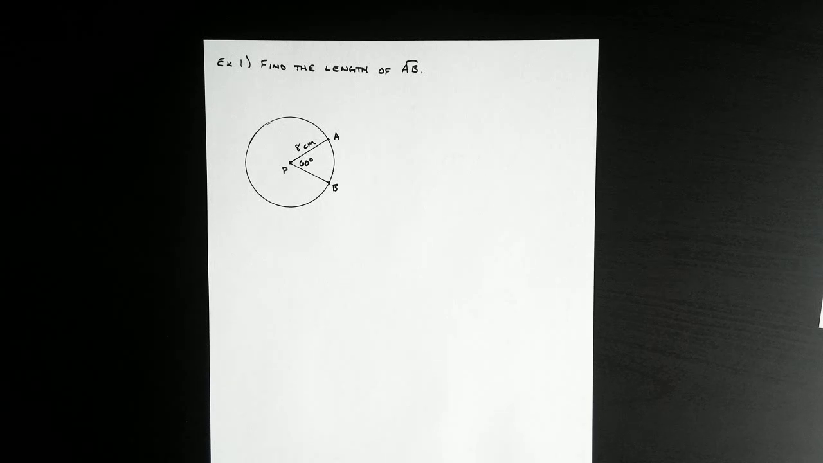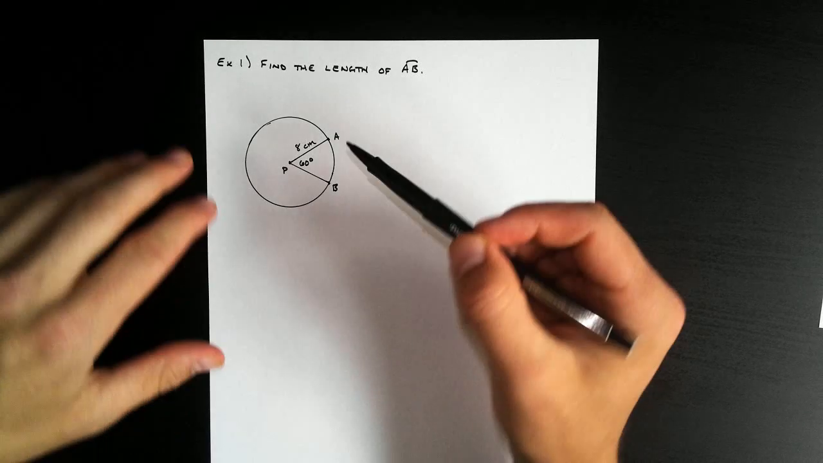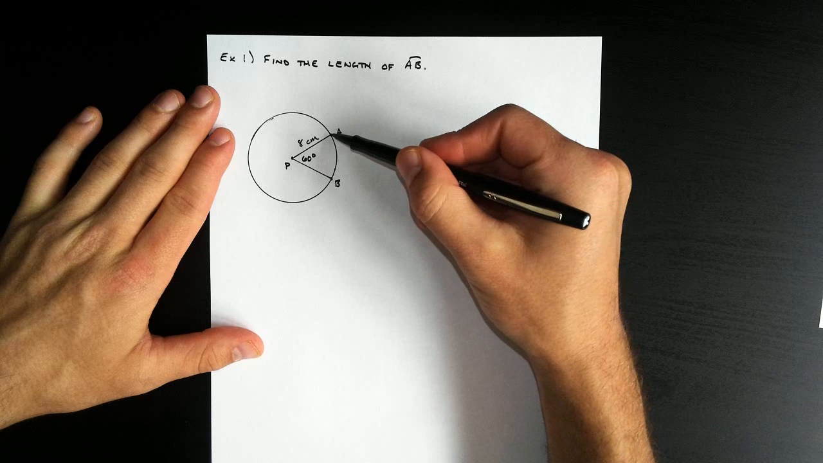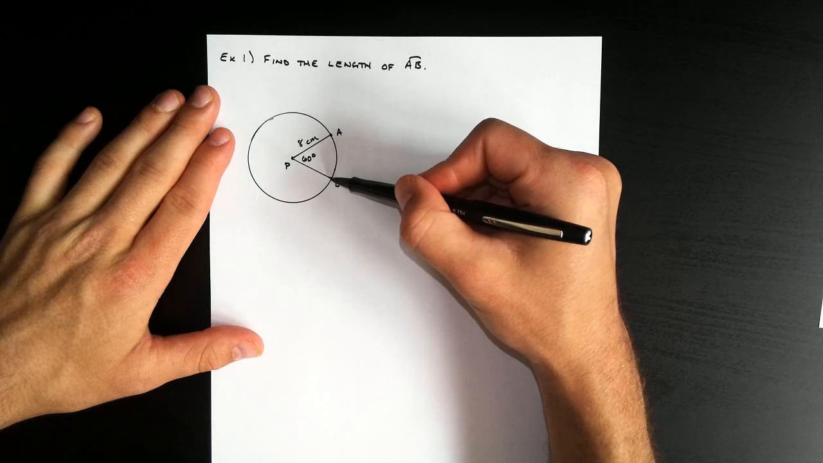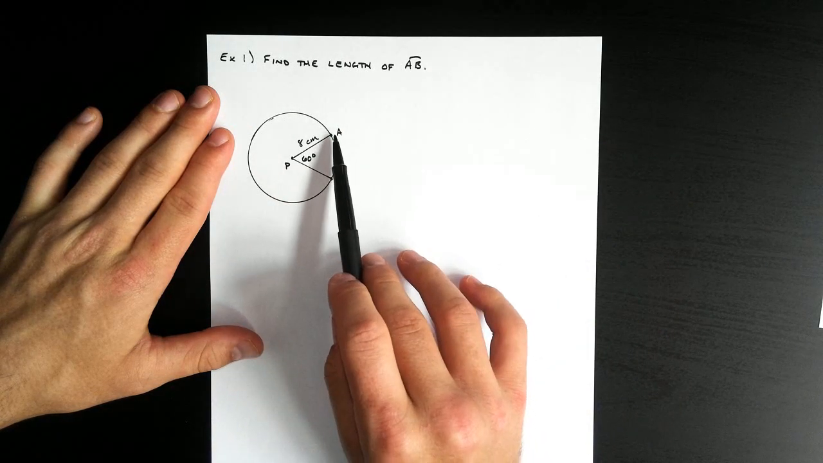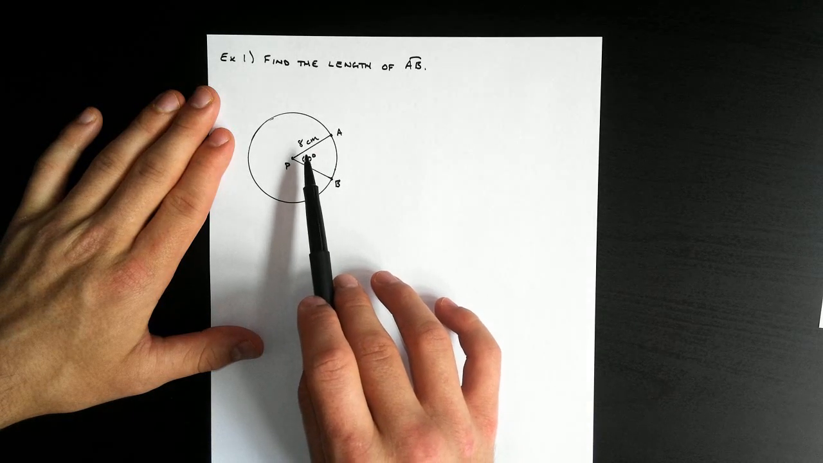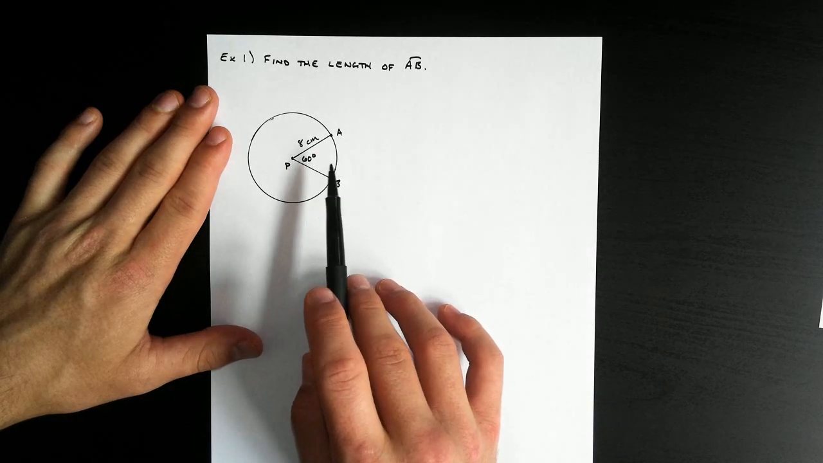Hello everyone. I want to take a look at an example where we're going to find the length of an arc. Real quick before we do that, just note that the length of an arc and the measure of an arc are two different things. In my example here, I am looking at arc AB, so the arc from A to B here. The measure of this arc is 60 degrees. The measure always matches however big this central angle is.